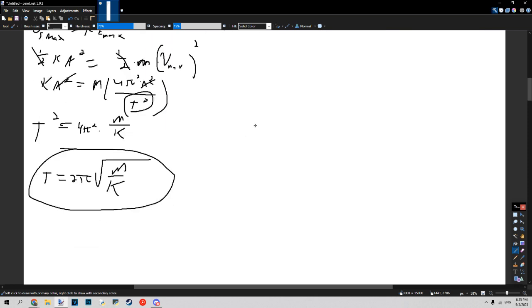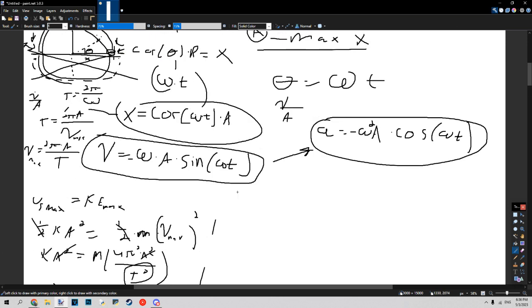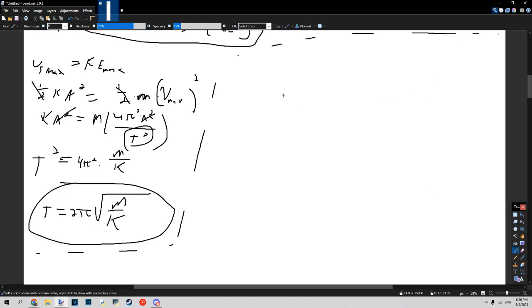I think that's most of it for spring simple harmonic motion. But luckily for us, there is more to this than just spring motion, because AP Physics 1 also wants you to cover pendulums, because that is also simple harmonic motion.